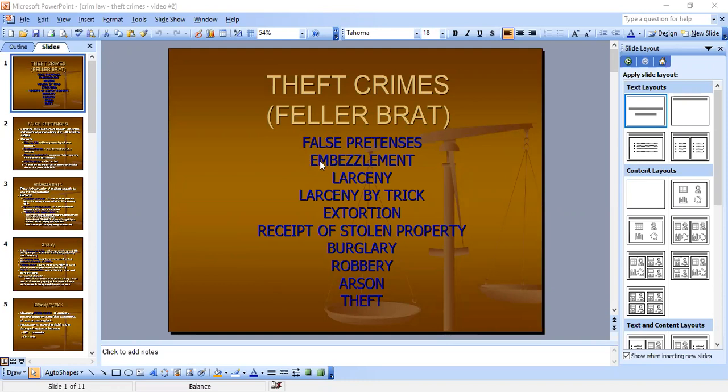F for false pretenses, E for embezzlement, L larceny, second L larceny by trick, E extortion, R receipt of stolen property, B burglary, R robbery, A arson, and then just basic theft.